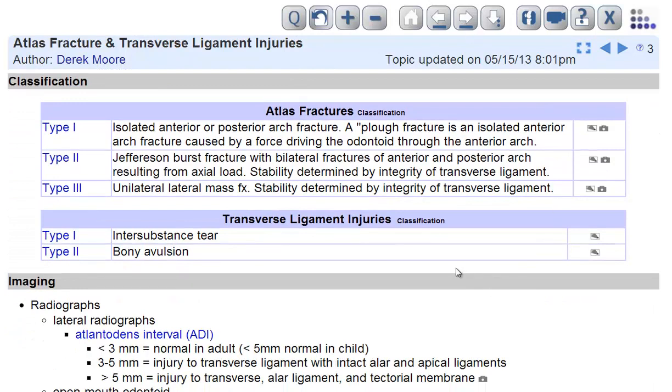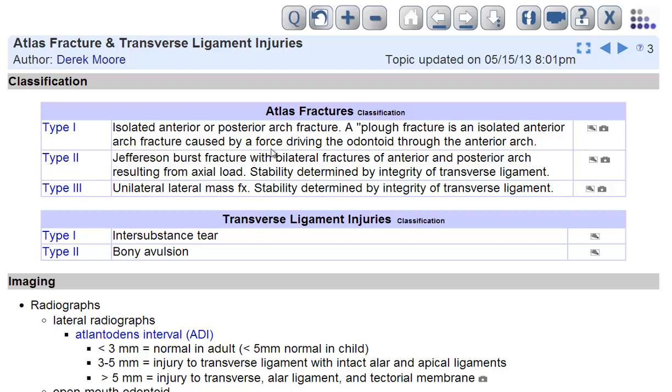So looking at the classification of atlas fractures, you can break them down into both bony atlas fractures, and then you want to think of the transverse ligament injuries. Atlas fractures can be broken into three types: type 1, type 2, and type 3. Type 2 is the most common one we hear about, which is the Jefferson fracture.